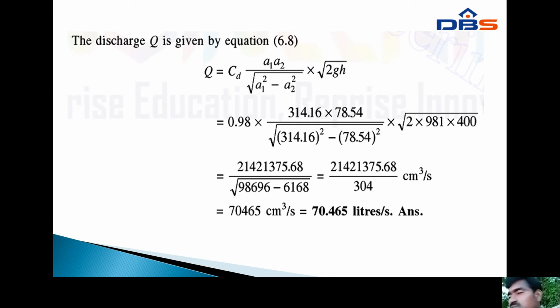Okay, 9.81 meter per second. The G value is converted into the centimeters. Therefore, the calculated value is 70465 centimeter cube per second. This value is converted into the liter per second. Okay, that is 70.465 liter per second.